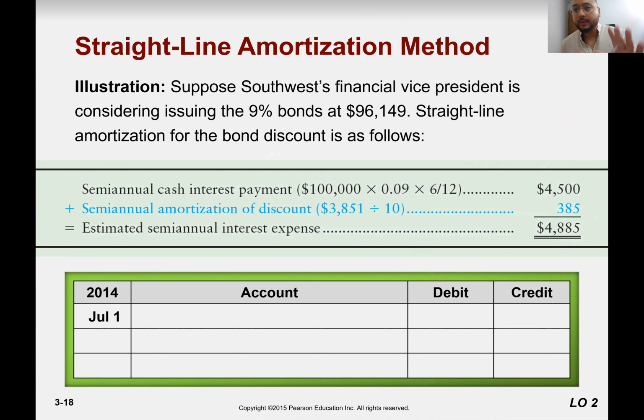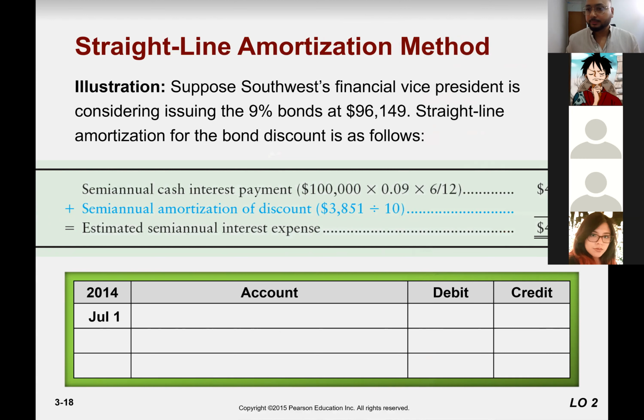So up till now, everyone understands that? The bond issued at premium? Yes. Pinyo, Nam, Marilyn? Yes. Okay, so let's meet after 5 minutes.